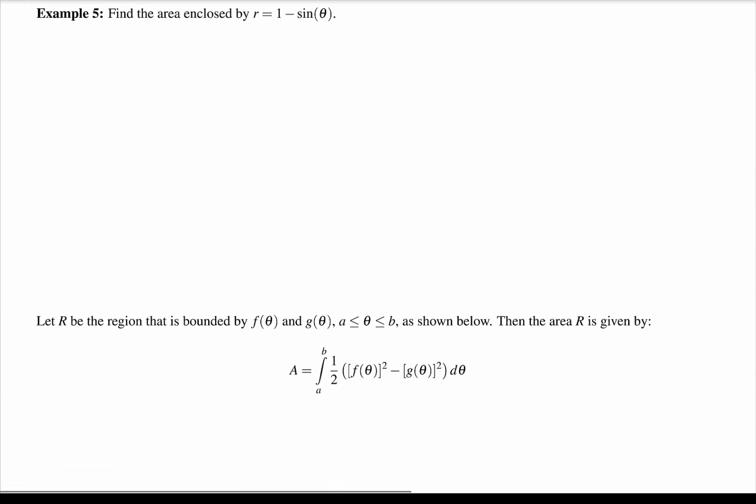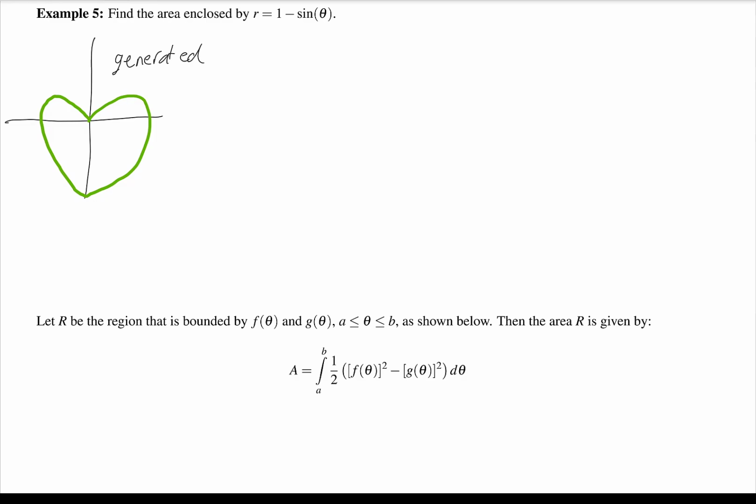Okay, now let's take a look at example 5. For example 5, this time we actually have a proper cardioid. From last lecture, we know that this cardioid is going to look something like this. And we were told last time that we get the entire cardioid whenever theta goes from 0 to 2 pi.